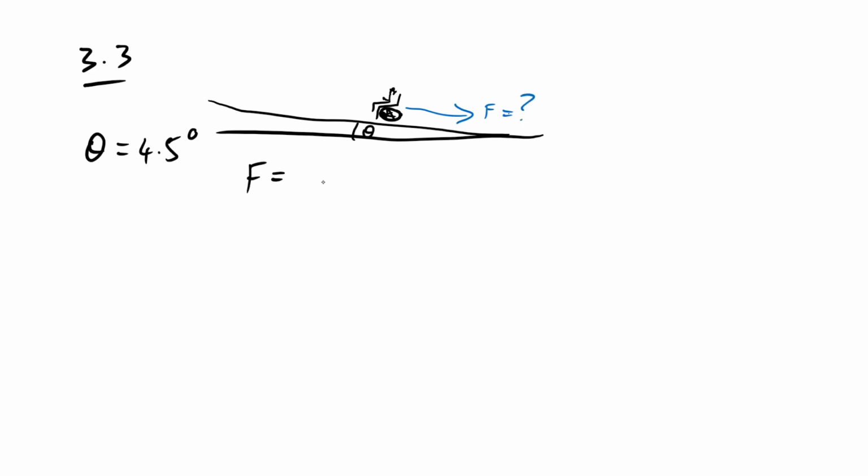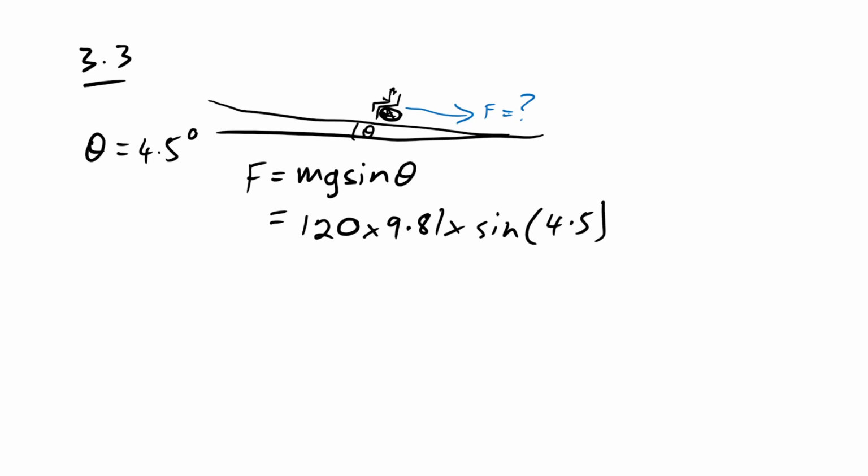Now you should know that that is mg sine theta, if the angle is the angle of the ramp. If you don't know where I'm getting that from, have a look at my easy vectors trick or forces videos. So we said we have 120 kilograms, that's the wheelchair and the person, times g, times sine of 4.5, and we end up with, to 2 sig figs, 92 newtons.